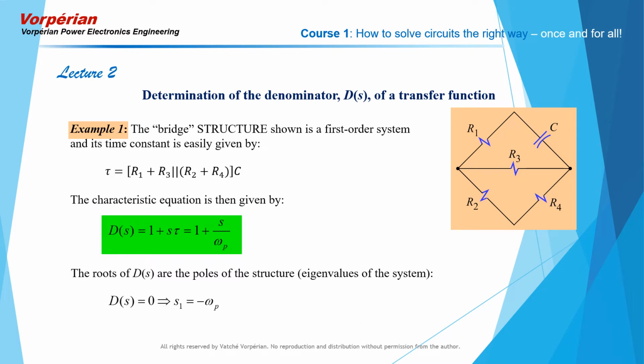When we set d of s equal to 0, the root of it is the pole, minus omega p, and the reciprocal of the pole is the time constant. This is a left half-plane pole shown in the sigma j omega plane. So this is it. There's nothing more to it. You know the time constant, its reciprocal is the pole, and hence you know what d of s is, because you know its root.